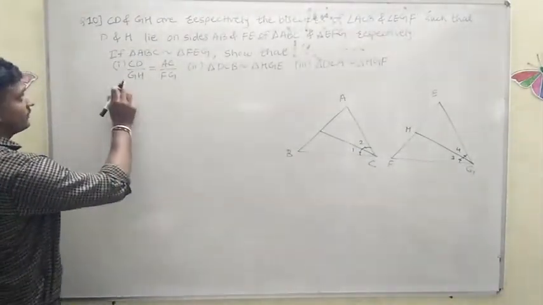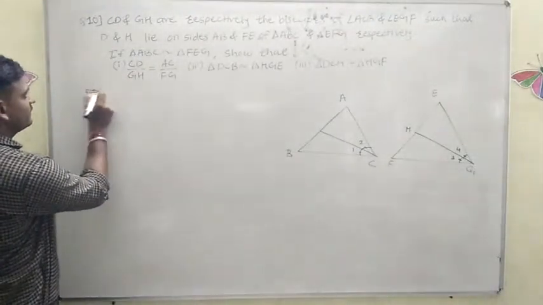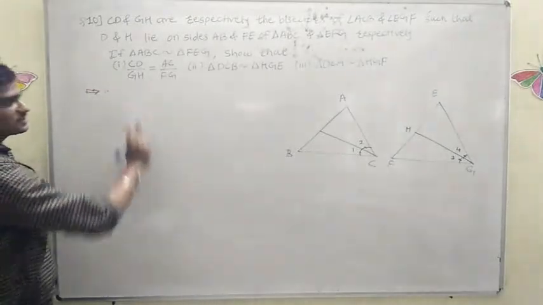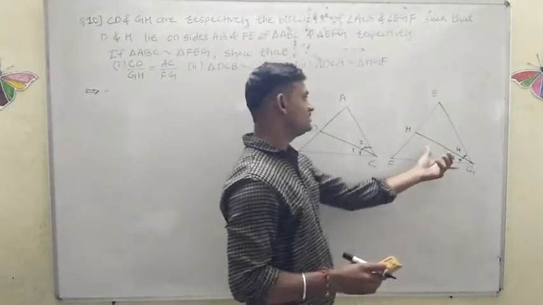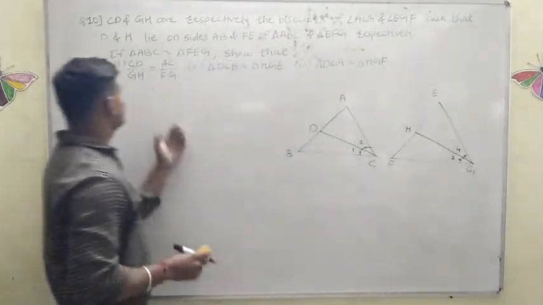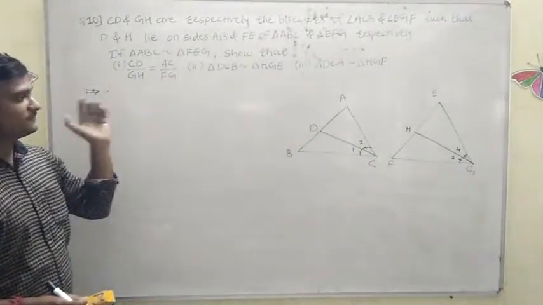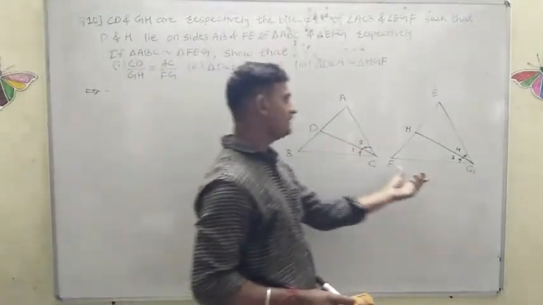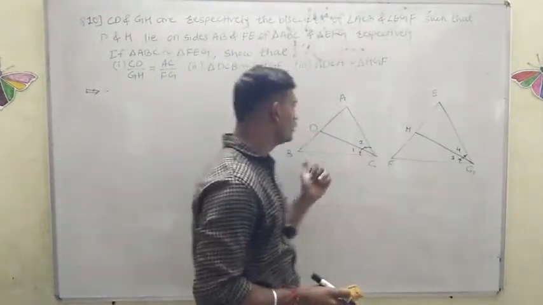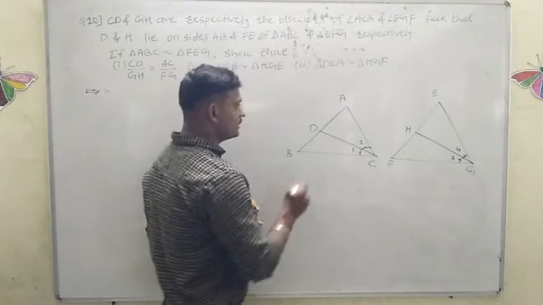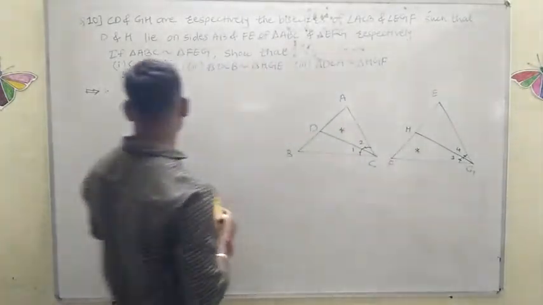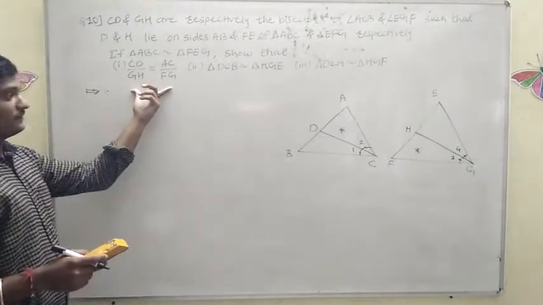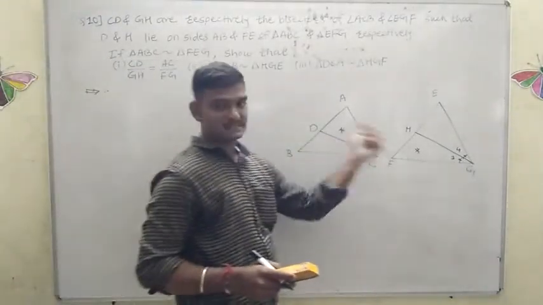Now, see here, what do we have to prove? CD divided by GH is equal to AC divided by FG. These two we have to prove. To prove this ratio, first we have to show that these two triangles are similar.